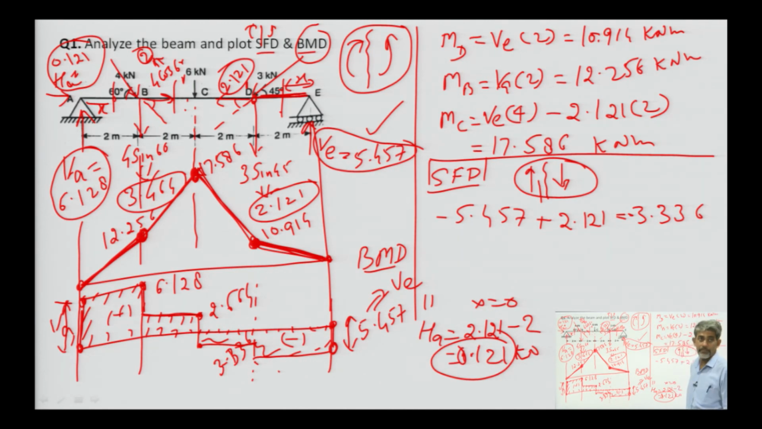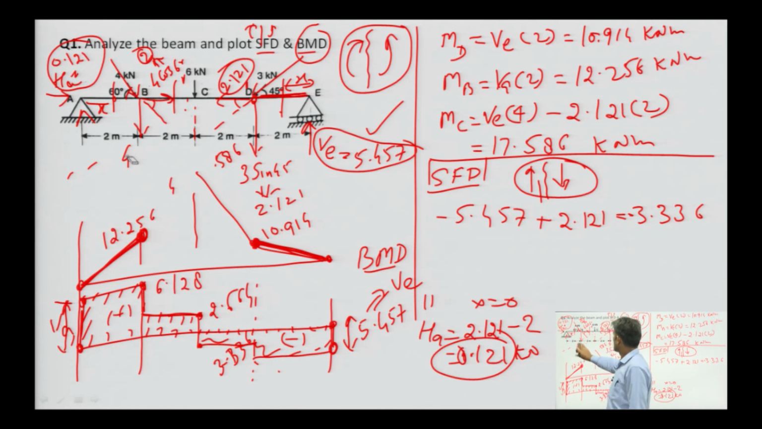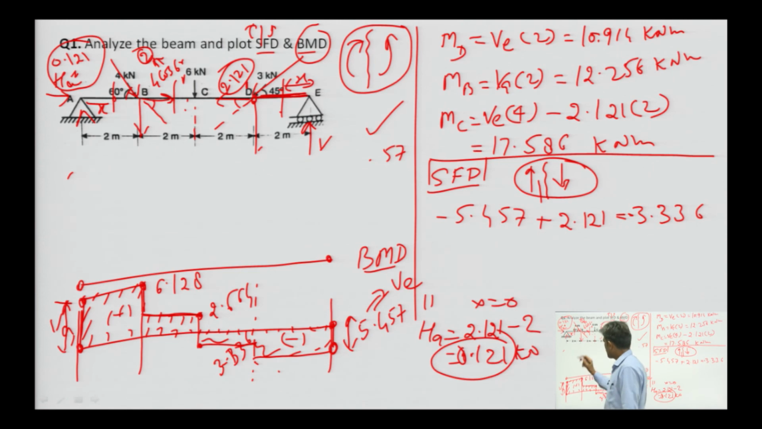And what will be the AFD, axial force diagram? What will be the axial force diagram? So, let us plot it. Since the value of HA is at point A only, then it will be constant throughout the length, because H is not going to change anywhere.